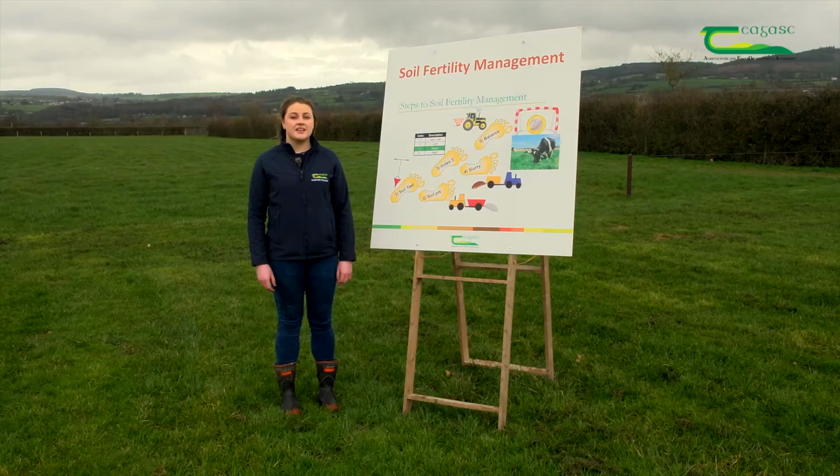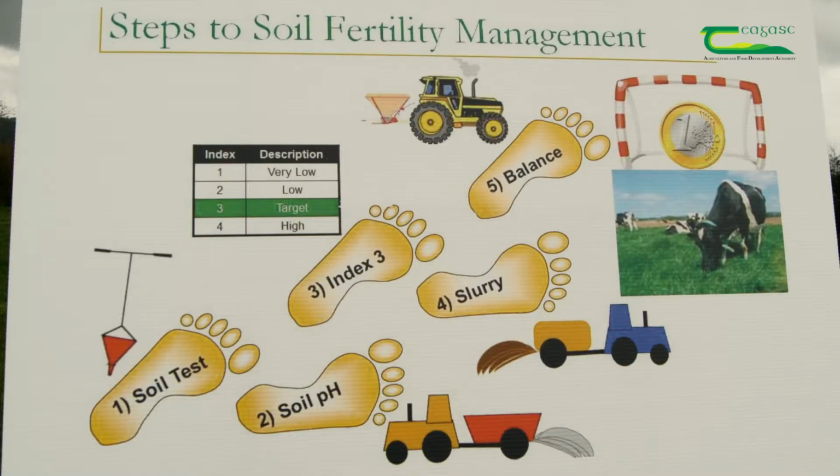Good productive soils are the foundation for any farming system and are key to growing successful high quality crops of grassland. Therefore, the primary objective of every farmer is to maintain good soil fertility. To identify our soil fertility, we must first do a soil test to identify our pH or our lime status, our potassium or K, and our phosphorus or P.